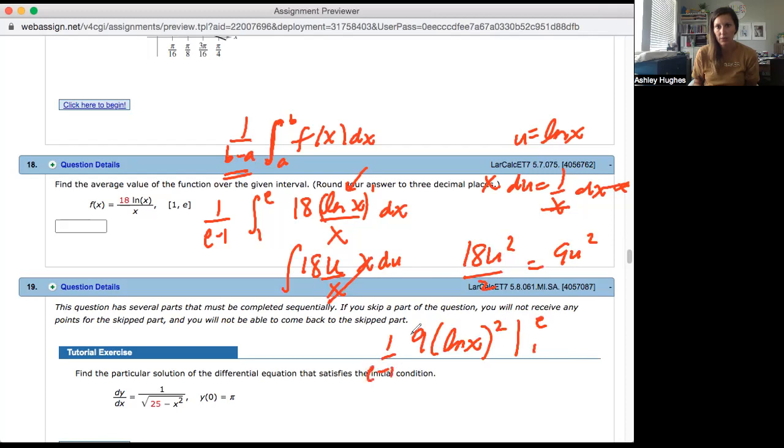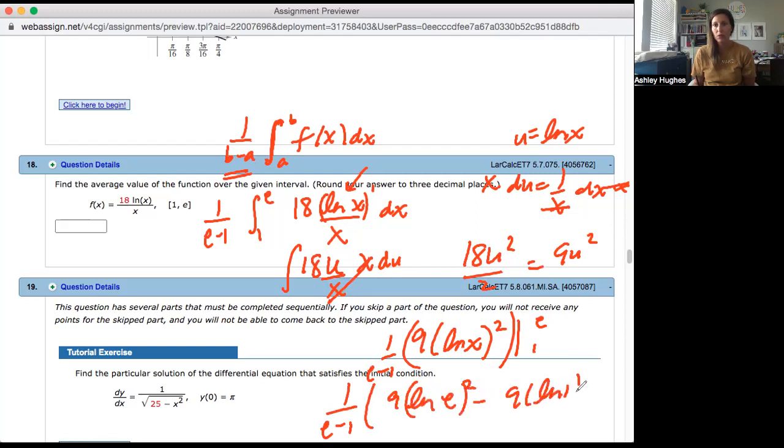1 over e minus 1 out front. So 1 over e minus 1, 9 natural log of e squared minus 9 natural log of 1 squared. Natural log of 1 is 0, natural log of e is 1. So it's just 1 over e minus 1 times 9. So this.